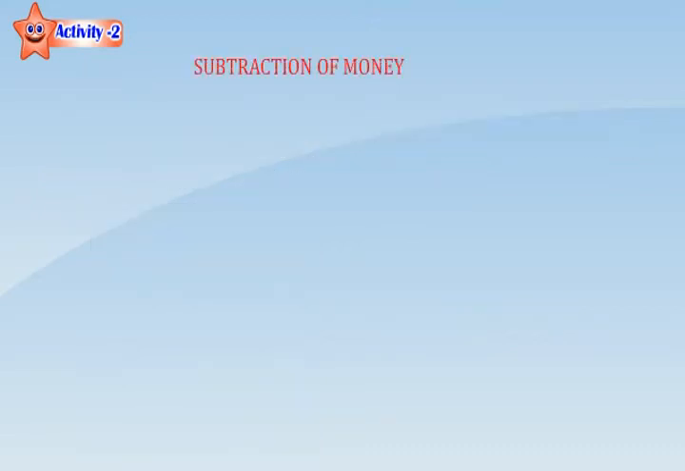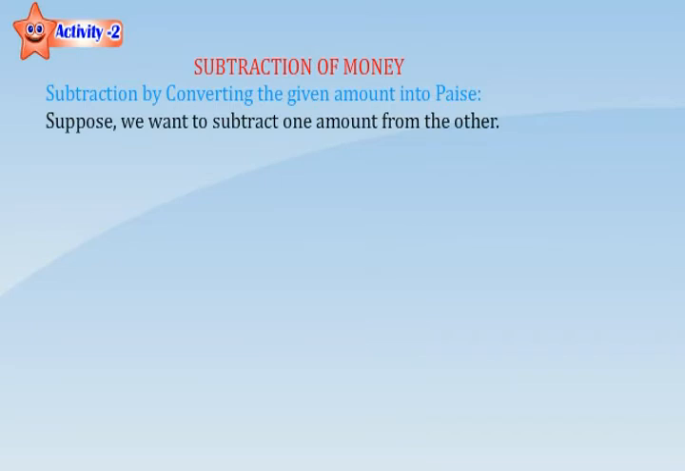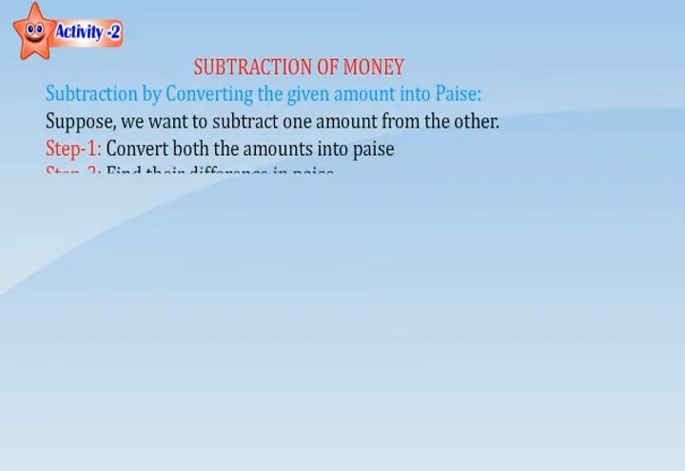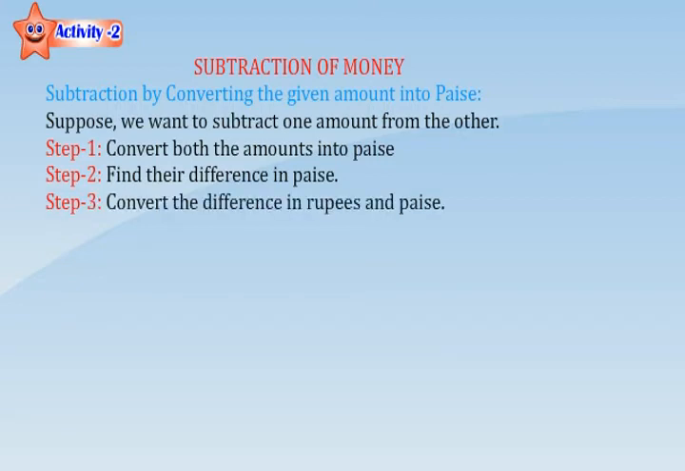Subtraction of money. Subtraction by converting the given amount into paise. Suppose we want to subtract one amount from the other. Step 1. Convert both the amounts into paise. Step 2. Find the difference in paise. Step 3. Convert the difference in rupees and paise.